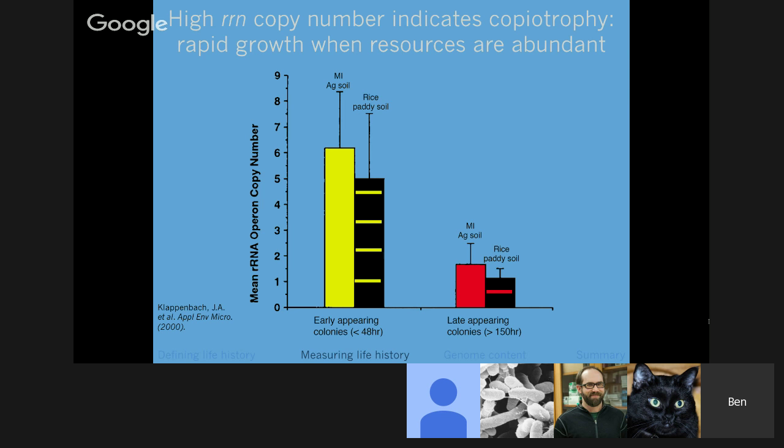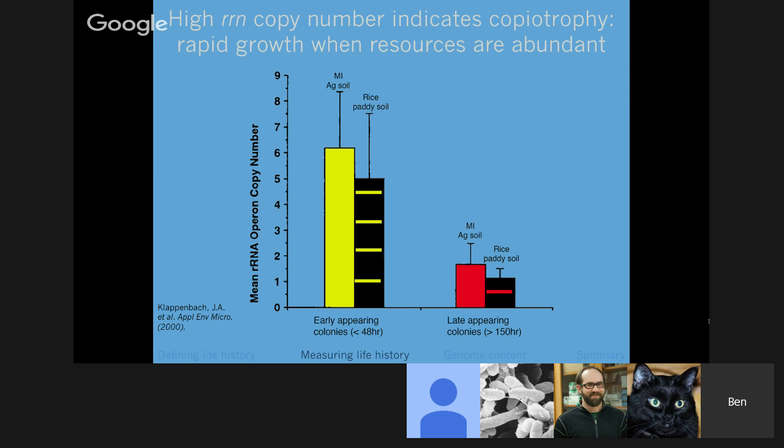For colonies that appear quickly, so in less than 48 hours is the cutoff they used, or colonies that appear much later on, sometimes for this category much later than 150 hours after the initial incubation was started. So what they showed was that these fast-appearing colonies tended to have many more copies of the ribosomal RNA operons in the genomes, and colonies that grew slowly or appeared late tended to have many fewer ribosomal RNA operon copies in their genome. And this really provided some of the first evidence that you can use a genome feature to make predictions about an organism's ability to respond when a nutrient changes.